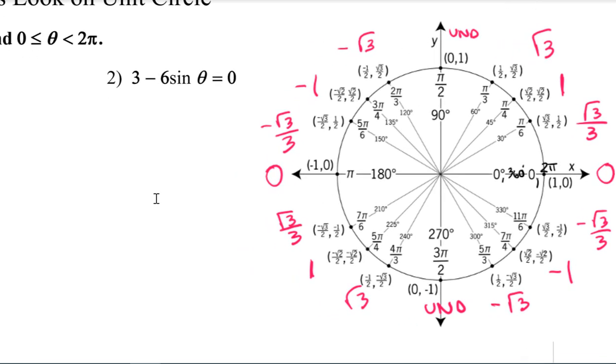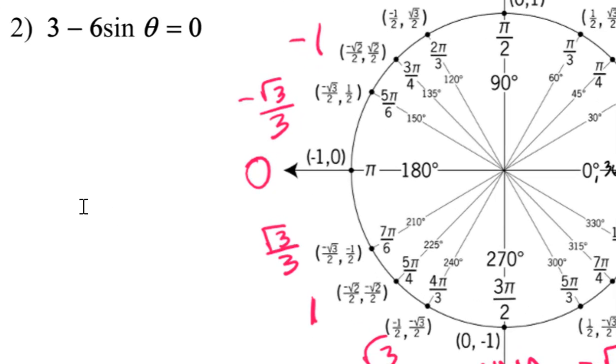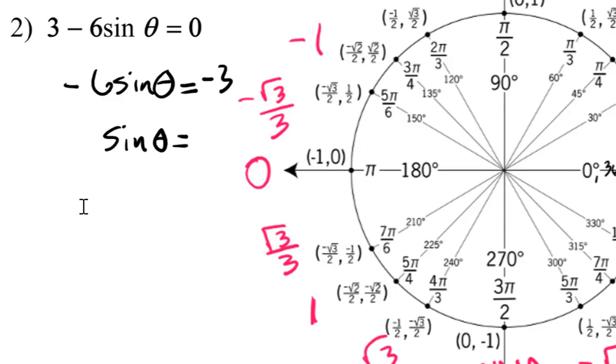Again, you can pause the video if you want. I think you might be able to do this one on your own. But if you want to hang out, cool. Welcome back if you've paused it. If you didn't, here we go. Again, we're going to keep that -6 sine theta, and we move that 3 over, we get -3. Now dividing both sides by -6, you'll get sine theta equals -3 over -6, which gives us 1/2.